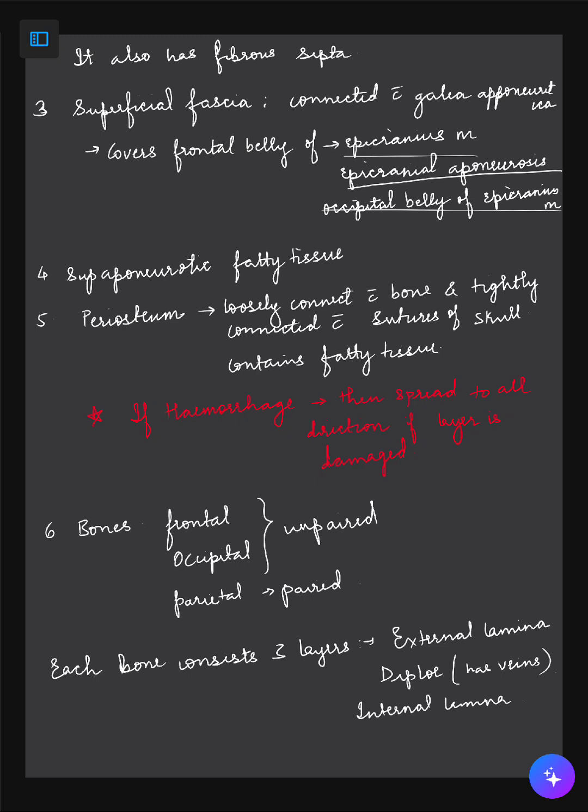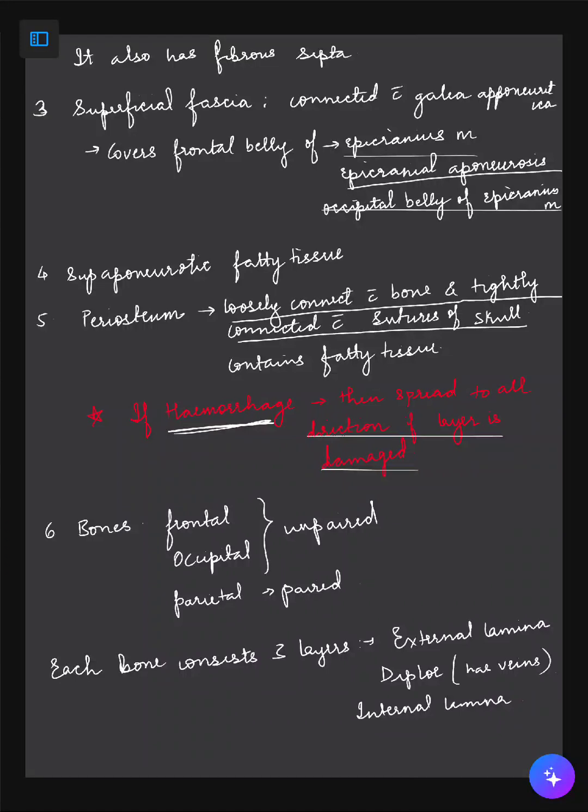Fifth is the periosteum. What is the periosteum? It is loosely connected to the bone and tightly connected with the sutures of the skull, and it also contains fatty tissue. It is important because if hemorrhage occurs, it spreads in the layers, and according to the region of the hemorrhage, it defines in which region the damage is.